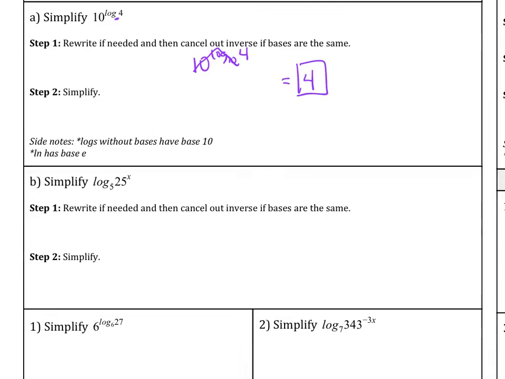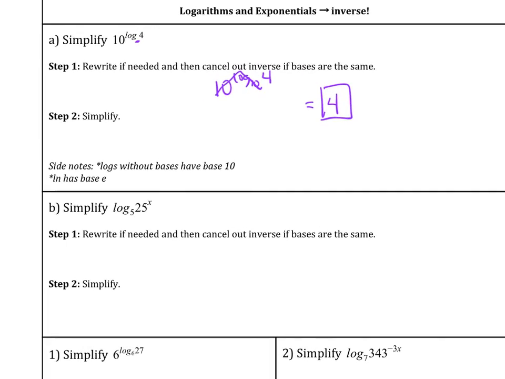For the second one, let's try this. Log base 5 of 25 to the x. Now, notice that 5 and 25 are closely related. So in this case, we do need to rewrite it. We want this 25 to be a 5 instead. How can we make it look like a 5? So remember, 25 is the same as 5 squared.